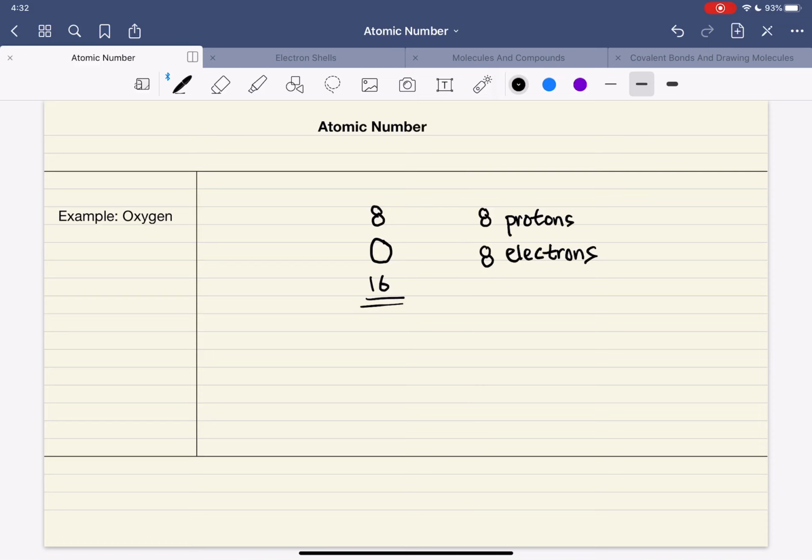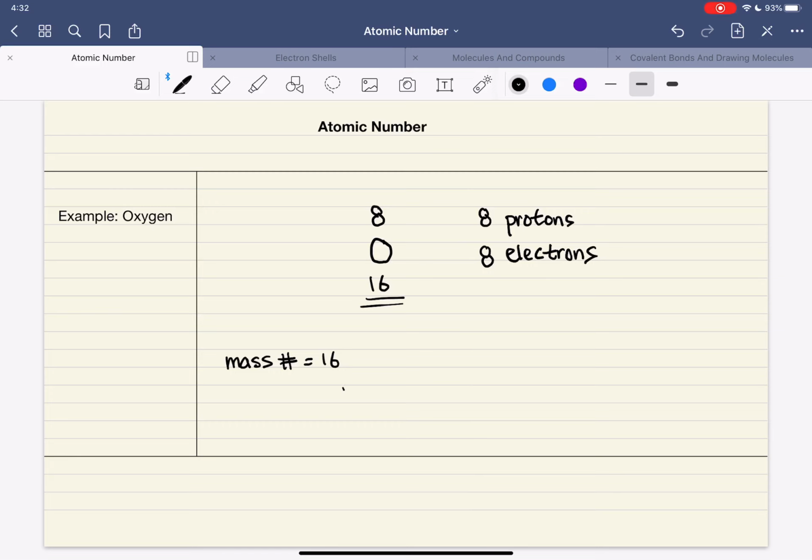So here for oxygen, I'm telling you the mass number, the weight, is equal to 16. And I also said that number is equal to the number of protons plus the number of neutrons. So we already know the number of protons for oxygen, that is 8. So we can use this mass number to figure out the number of neutrons.